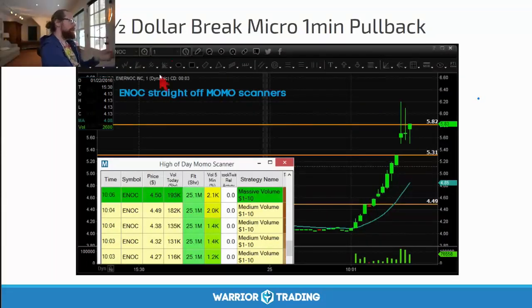But let's just go through this here. So this is a half dollar break. It's a micro pullback on the 1-minute chart. And the entry right here, see, half dollar right there. That's the entry.